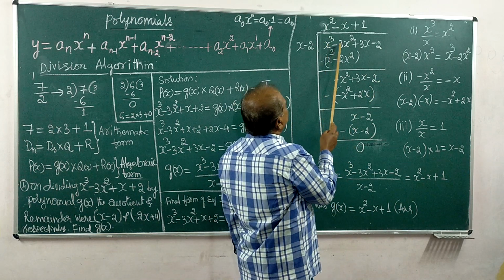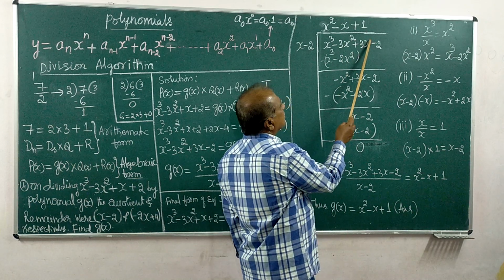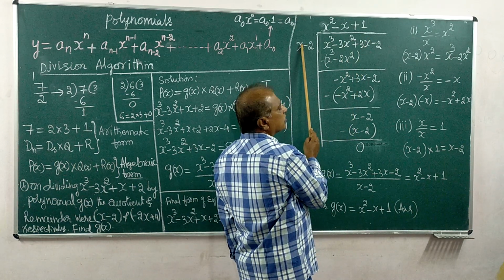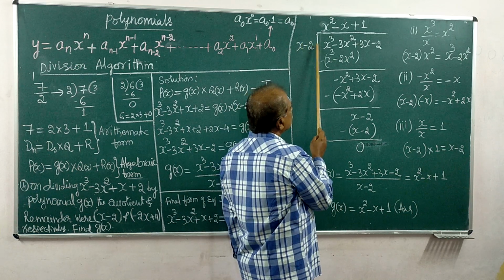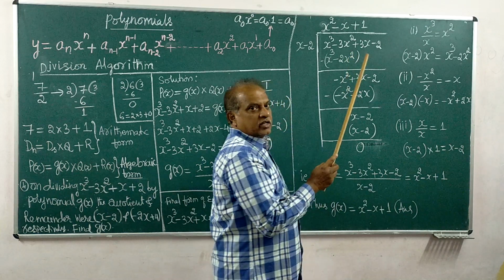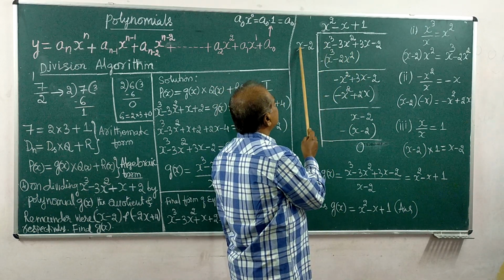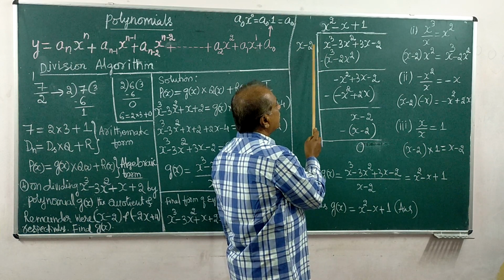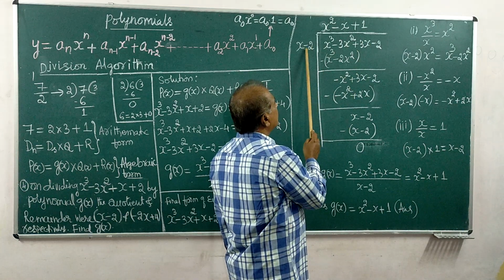You write all of these terms in the decreasing order of the exponent. This is also in decreasing order of the exponents. Only x is there and x^0. In the decreasing order, take the first step: the first term of this and the first term of this. You are dividing this algebraic equation by this algebraic equation.